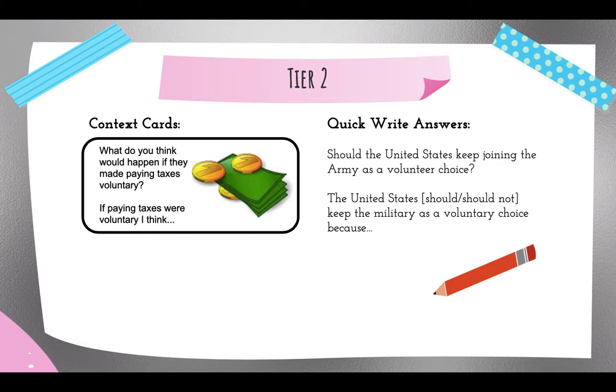Here are some ways to develop Tier 2 vocabulary. Context cards. Cards can include a question with the target vocabulary word and a simple picture. You would also include a sentence frame to help scaffold the answer.